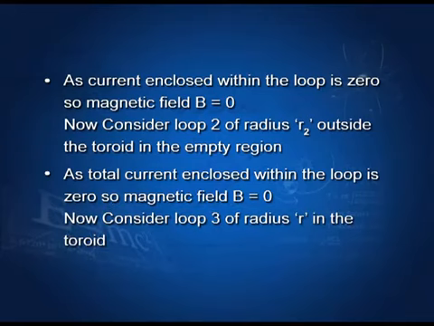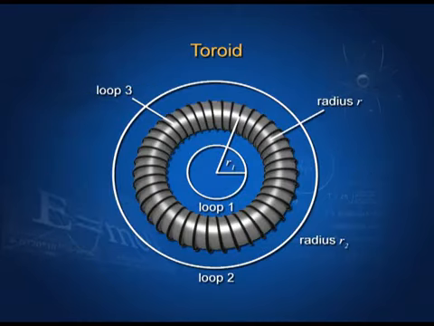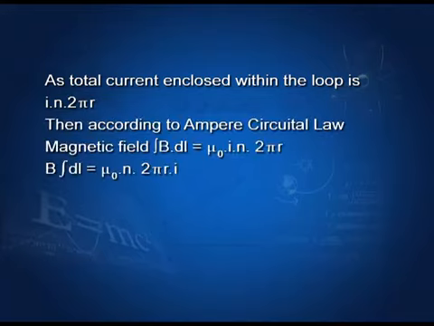Now, consider loop 3 of radius r in the toroid. The line integration of the magnetic field B dot dl over loop 3 will be equal to B integration of dl, that means B into 2 pi r. Applying Ampere's circuital law, the line integration of the magnetic field B dot dl will be equal to mu naught times the current into the number of turns. The total number of turns of the conductor is n times 2 pi r. So, B dot dl will be equal to mu naught times n into 2 pi r into I.